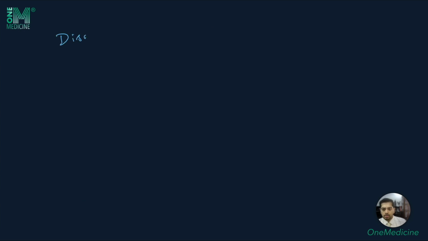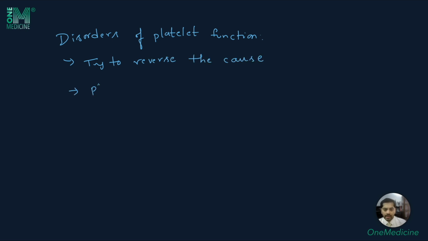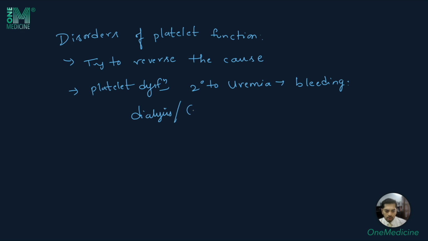In disorders of platelet function, try to reverse the cause. In cases of platelet dysfunction secondary to uremia leading to bleeding, dialysis or cryoprecipitate of up to 10 bags per day can be used.